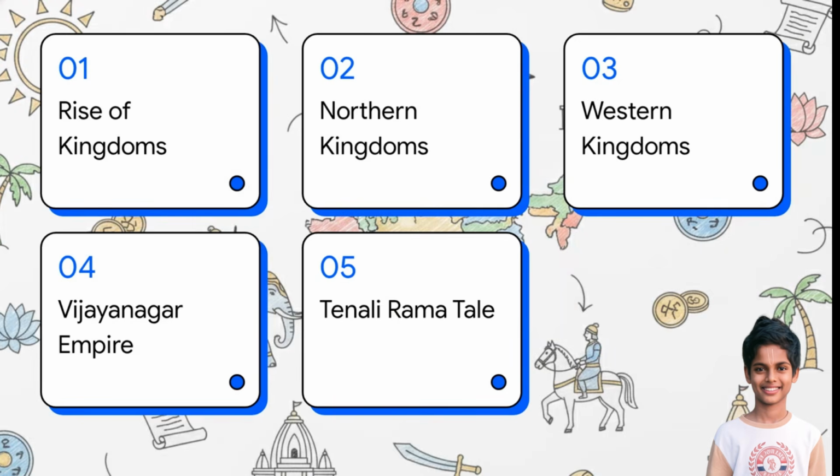So here's our game plan. First, we'll look at the rise of regional kingdoms, then travel through the kingdoms of the north, followed by the western and central kingdoms. After that, we hit the heavy hitter, the Great Vijayanagara Empire. And finally, if you stay focused, we'll wrap up with a really fun story, the tale of Tenali Rama.